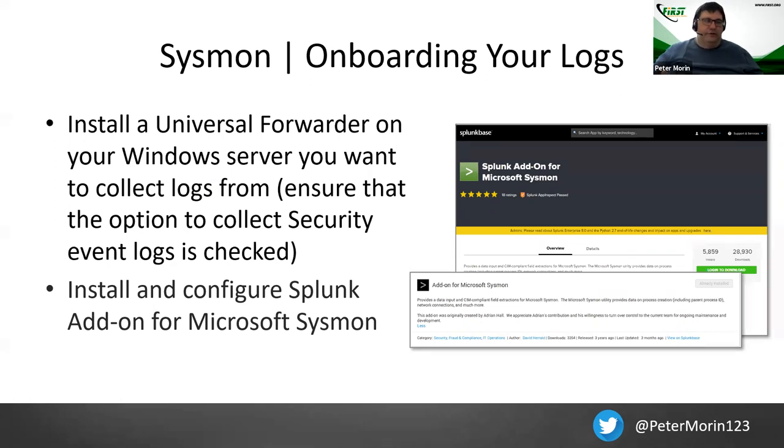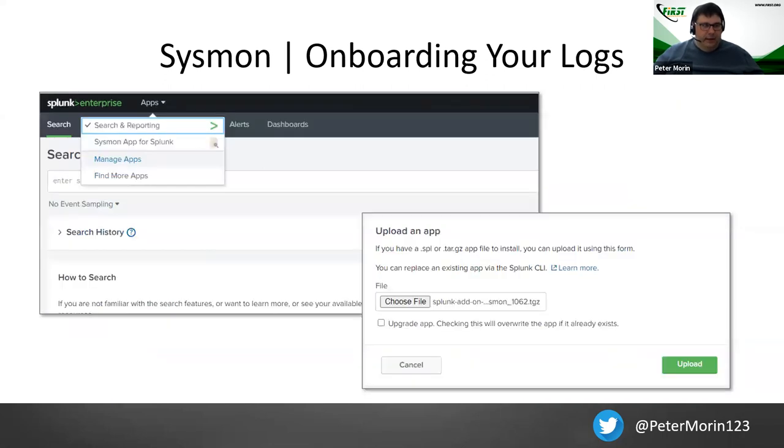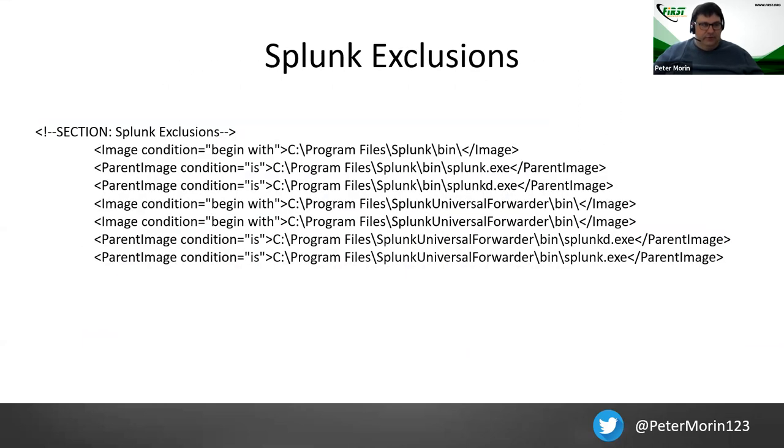In the case of Splunk, you install a universal forwarder on the Windows server you want to collect logs for, and ensure you're collecting the right logs. Then there is a Splunk add-on that you download from the app store and install, and you're able to ingest Sysmon logs into Splunk. If you've never done this before, you also have to enable receipt of data from your forwarder. Then you select your Splunk add-on and install it. Takes a few seconds.